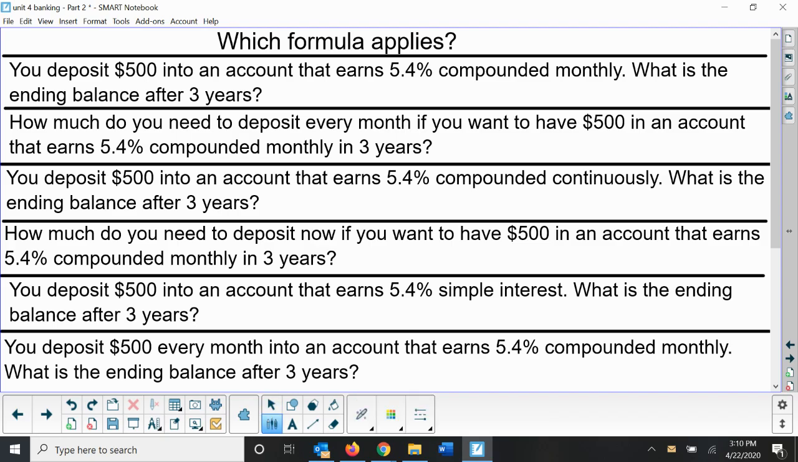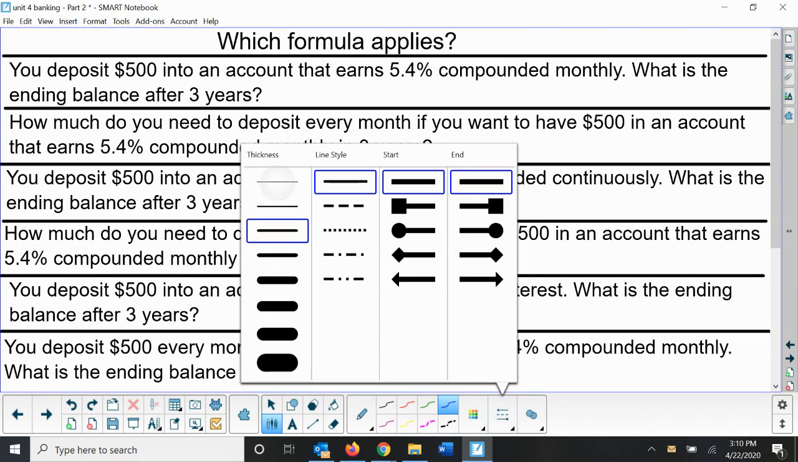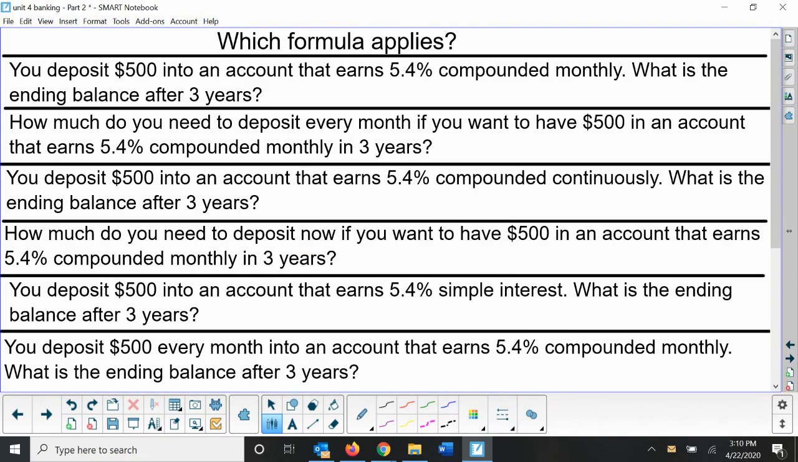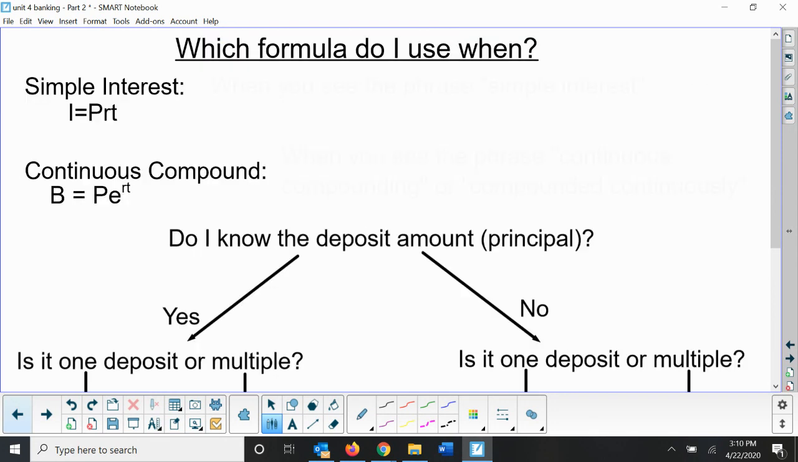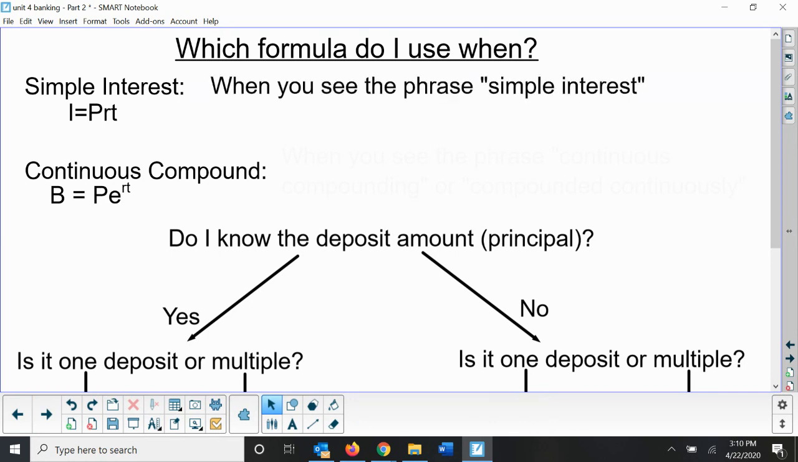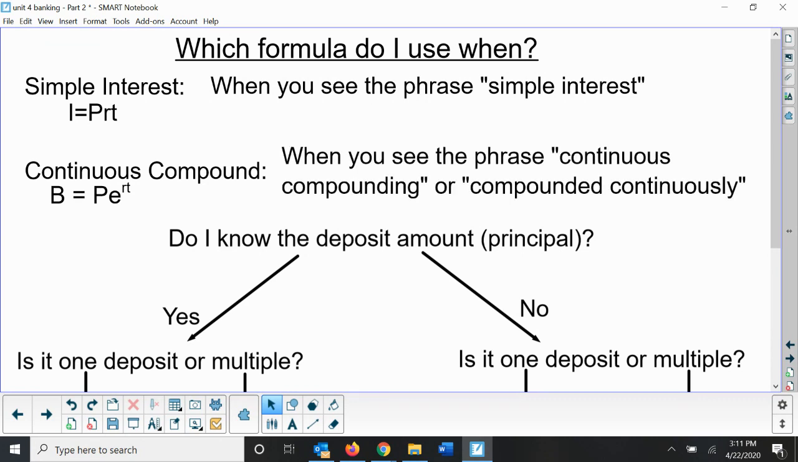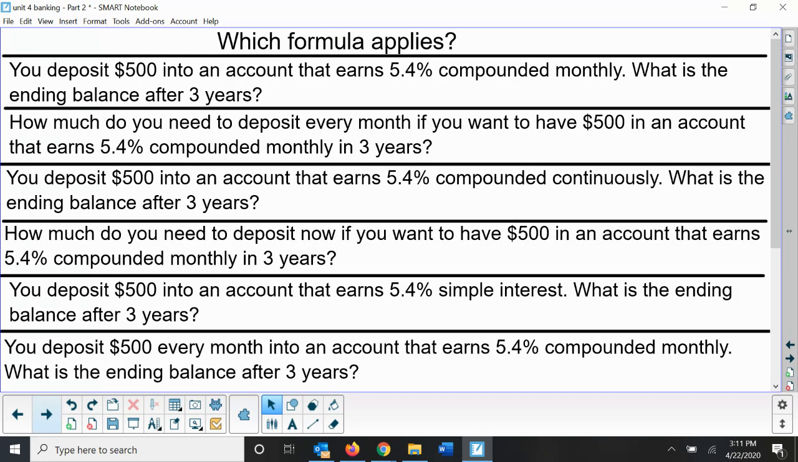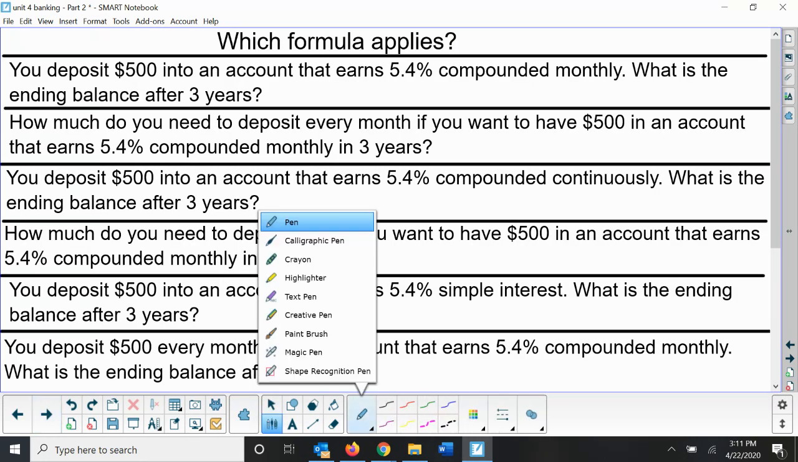All right, so one of the main important things that we have to do here in our unit that we're working on with bank interest is we need to be able to know what formula we use when. And so when we look over here at what we've got, so the first two formulas, simple interest and continuous compound, those are my most obvious because simple interest, you're going to see the phrase simple interest. Continuous compound, you're going to see that phrase or compounded continuously. So I'm going to identify in my problems here, do I see those phrases?